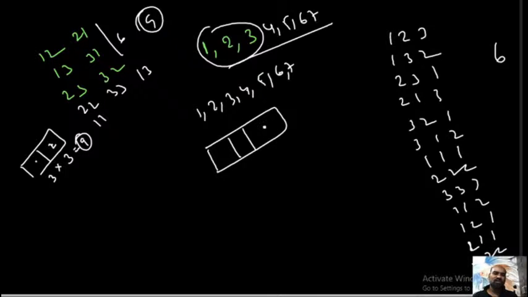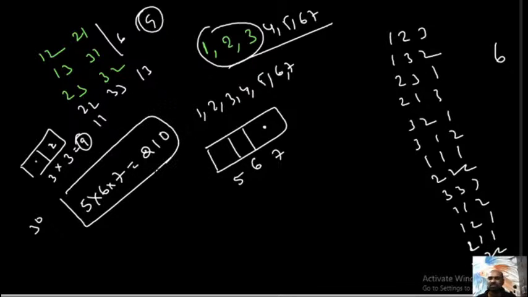First blank I can fill in 7 ways. Second blank I can fill in 6 ways. Next blank in 5 ways. Total ways 5 into 6 into 7 by the product rule. 30 into 7, 210. Therefore, 210 3-digit numbers you can create by using the digits 1, 2, 3, 4, 5, 6, 7 when repetition is not allowed.